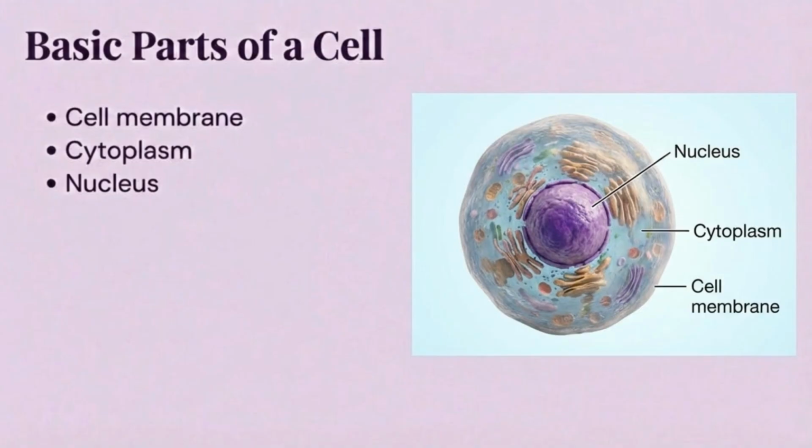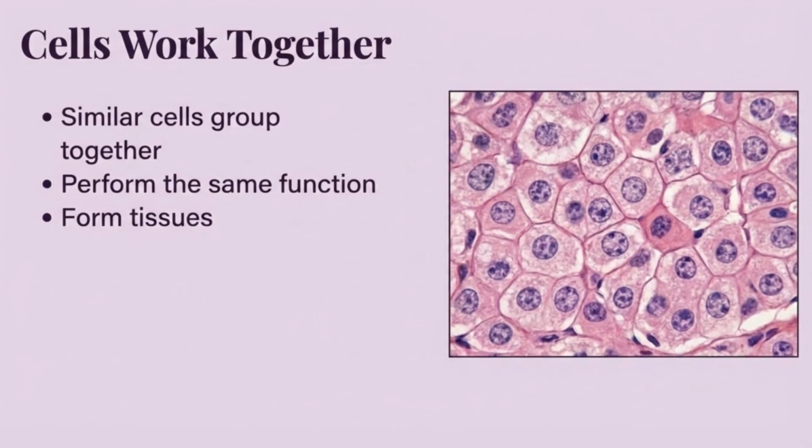Most human cells share three basic parts. The cell membrane, also called the plasma membrane, surrounds the cell and regulates what enters and leaves. The cytoplasm is the internal environment where many cellular processes occur. The nucleus contains genetic material and directs the cell's activities. Cells rarely function alone. Groups of similar cells work together to perform a shared function. When cells organize in this way, they form tissues, which represent the next level of organization in the human body.